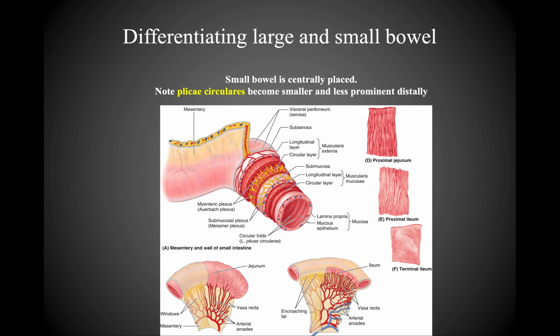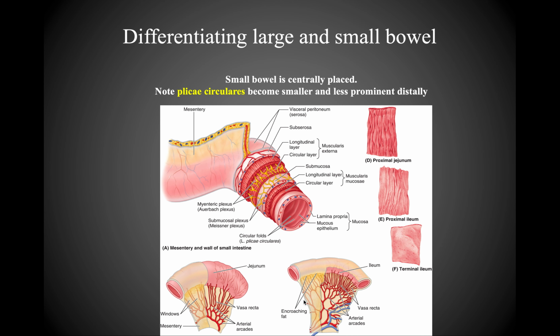Looking at the small intestines, the small bowel, remember that you have plicae circulares located throughout the small bowel, but they're most prominent in the jejunum, which gives it that sort of feathery, airy look. Then they become smaller, less prominent, more distally, where at the terminal ileum they're virtually gone. Also remember that there is a difference in the appearance of the jejunum, which you see here on the left, versus the ileum, which you see here on the right.